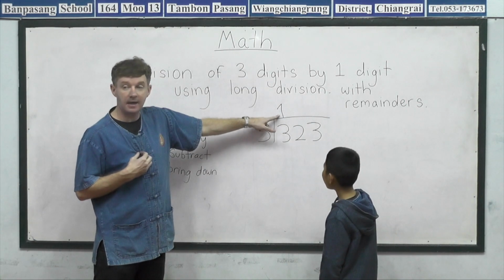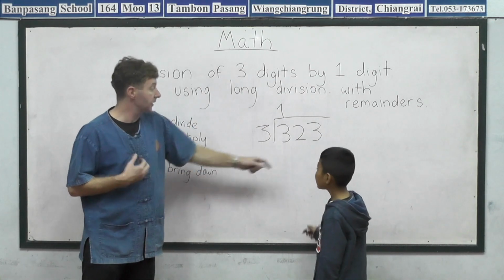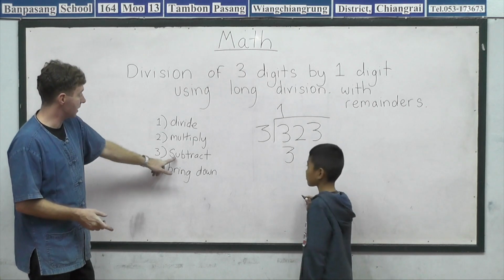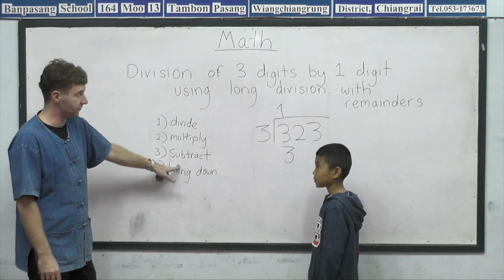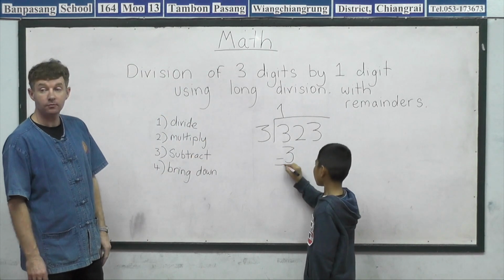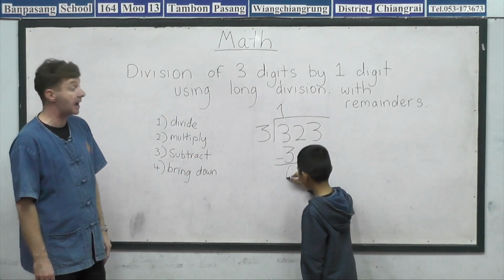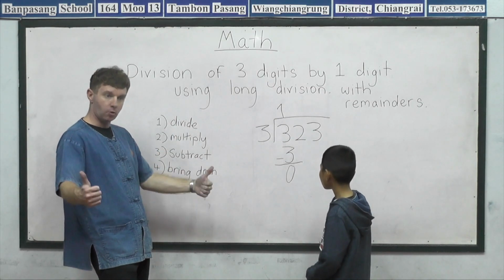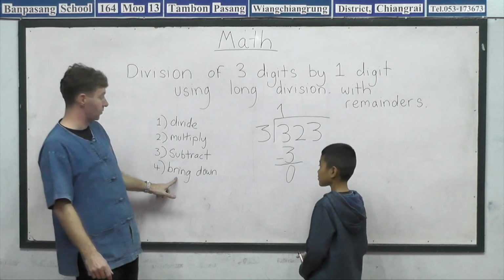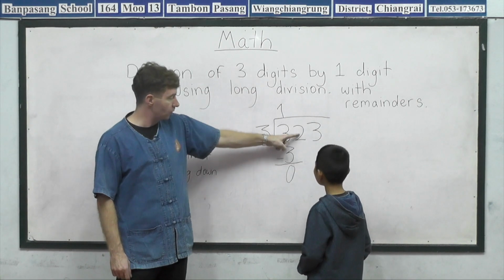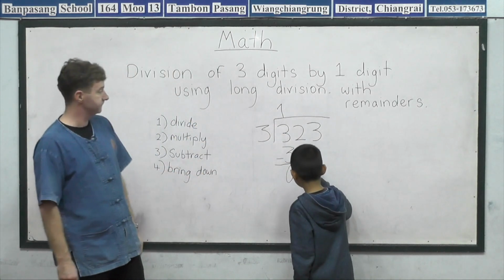3 times 1 equals 3. Excellent. Now we're ready for step number 3, subtract. So we can write our minus sign here. 3 minus 3 equals 0. Excellent. So once we reach 0, we know we're done with this column. We're ready to bring down. What number do we bring down? 2. We'll bring 2 down to here.